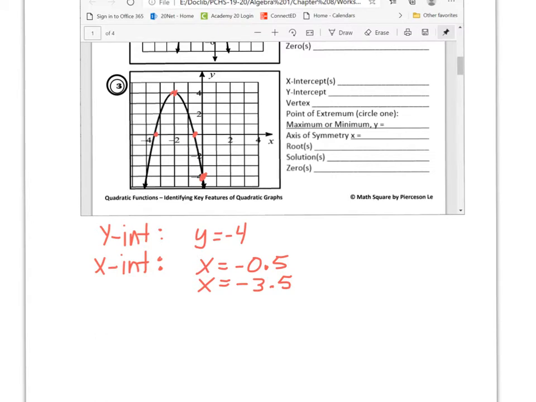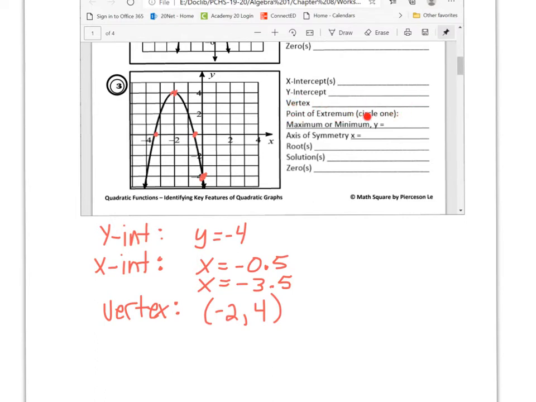Now I'm going to turn my attention to the vertex up here at the top. And the vertex is really a point, so an x, y. It looks to me like it's at x equals negative 2 right here, and then y equals 4. So I can write that vertex as a point, and that point is going to be at x equals negative 2, y equals 4. Excellent. So that's the first part of what we were asked to do here: find the x and y intercepts, and then the vertex.